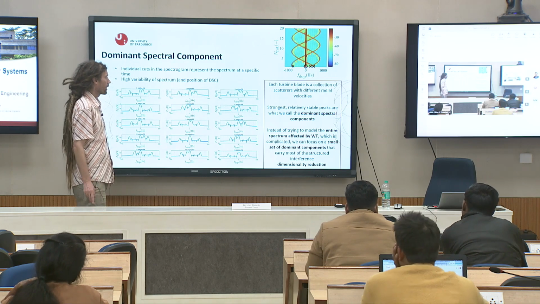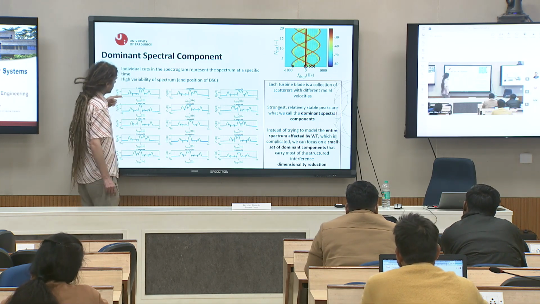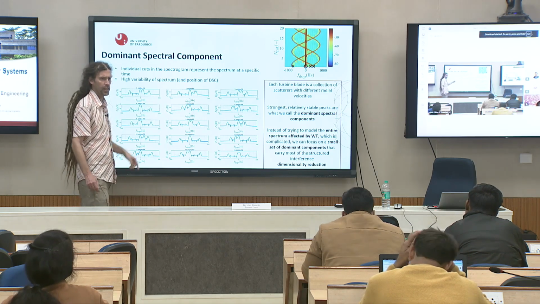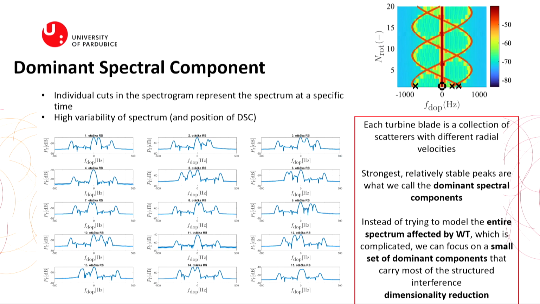So instead, we won't try to model the whole spectrum. We ignore it. We will model the movement of these three maximum components, the DSC components, and if we do it and we know how it works, then we could make a mitigation technique to remove it. So is it clear?